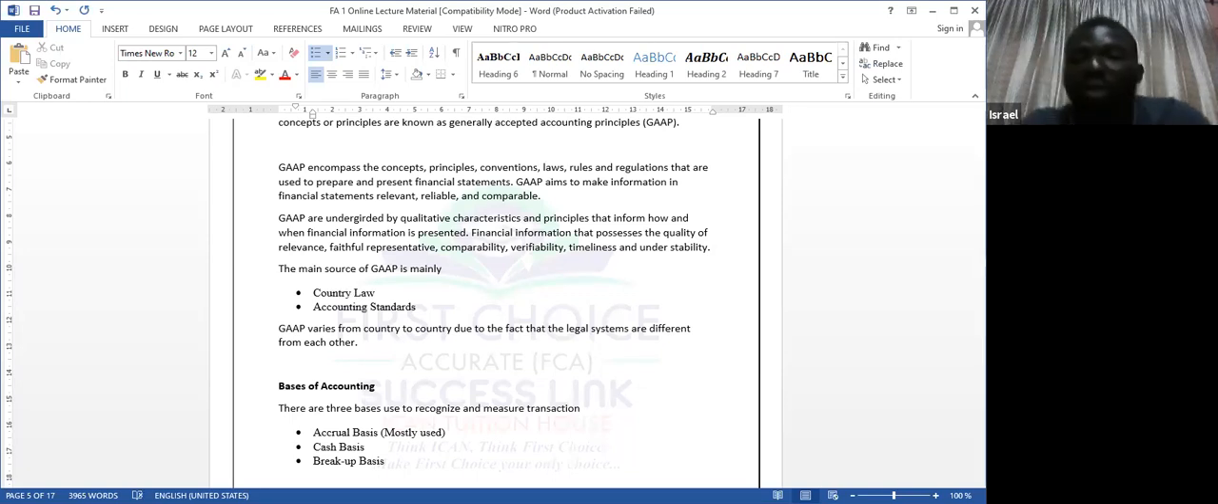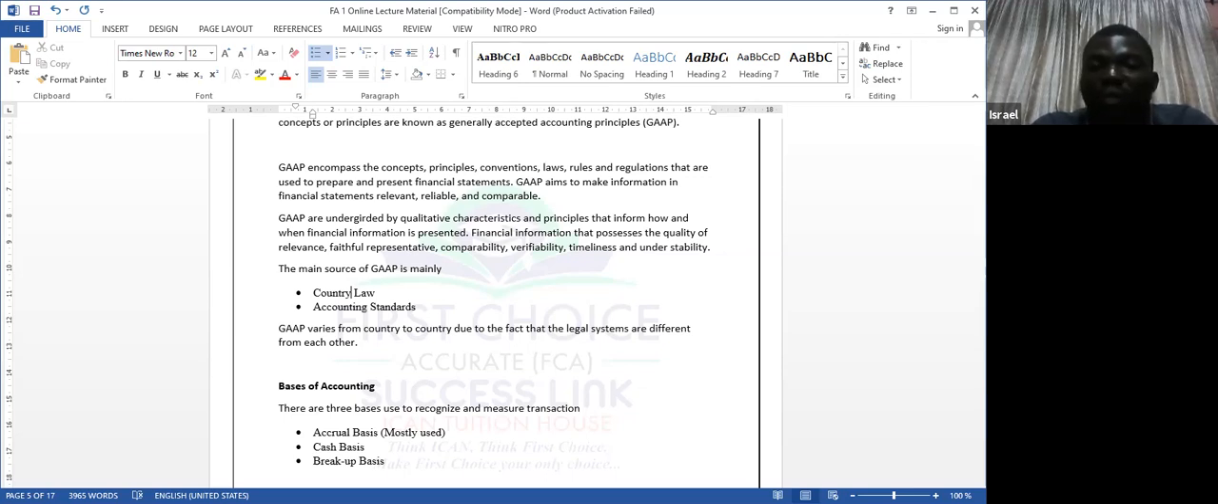The country law. Now, what does country law mean? Country law is referring to the state where you are working, where your business is established. The law that governs the environment will affect the way you prepare your financial statements. Accounting standard is the pronouncement of professional accounting bodies that guide us in the preparation of financial statements. So it's the pronouncement that is issued out by professional accounting bodies.